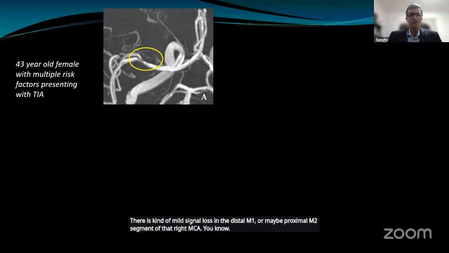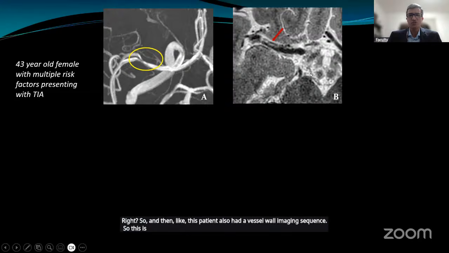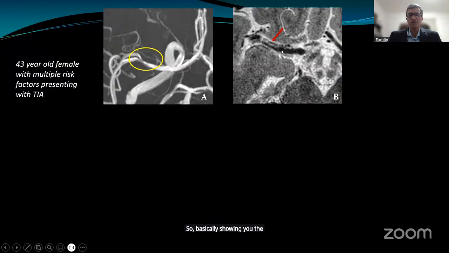It's easy when you pick up this lesion, when you have just one image with a pointer towards it, right? But if you're reading, say, 50, 60 cases every day, it's very easy to miss this stenosis, right? And then this patient also had a vessel wall imaging sequence. So this is a T2 weighted sequence, basically showing you the atherosclerotic plaque here.